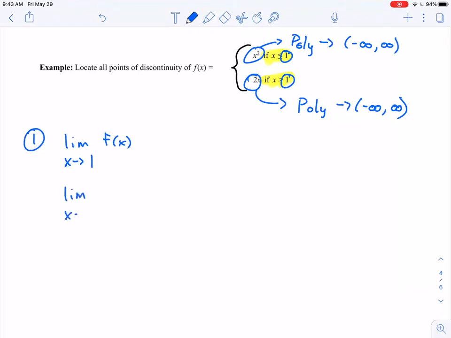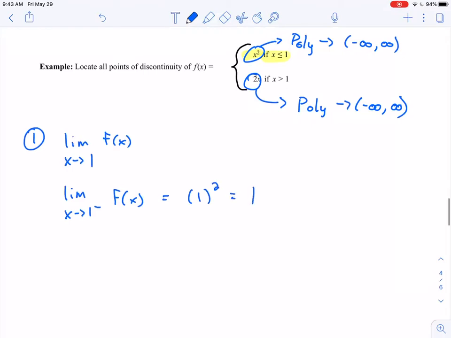So the limit as x approaches 1 from the left-hand side of f of x, and let's clean this up over here. For the left-hand side, I'm talking about values which are less than 1. So I'm going to take 1 and plug that into my function x squared. So this is 1 squared, which is, of course, just 1. Now I'll check the right-hand limit. The limit as x approaches 1 from the right-hand side of f of x. This time around, I'm going to take 1 and plug that into 2x, because on the right-hand side, we're talking about values that are greater than 1. So let's see, 2 times 1. This time I get 2.